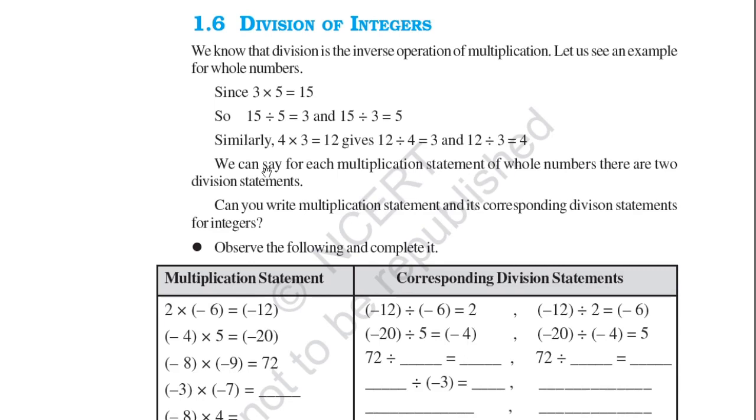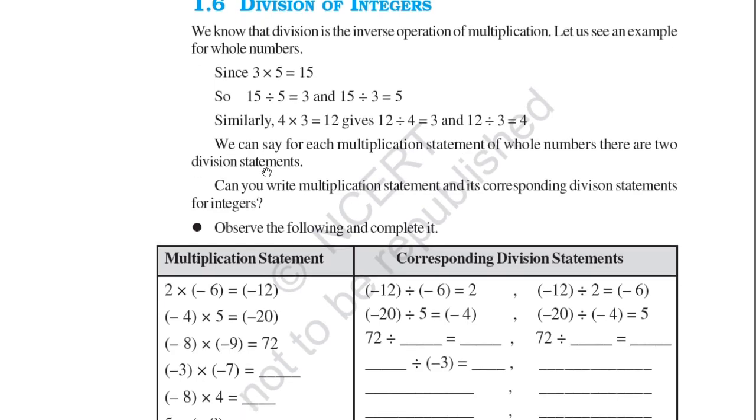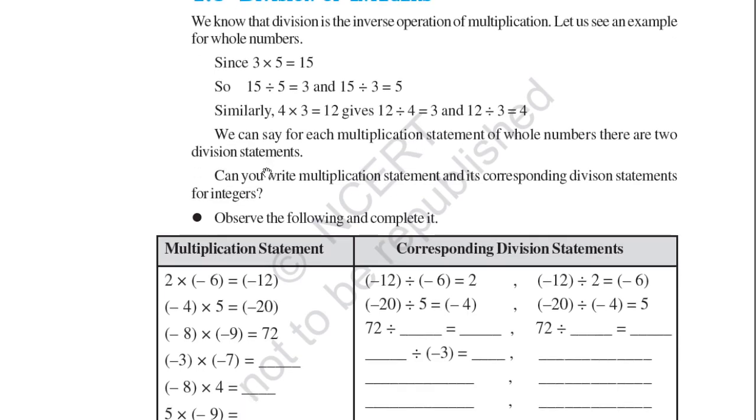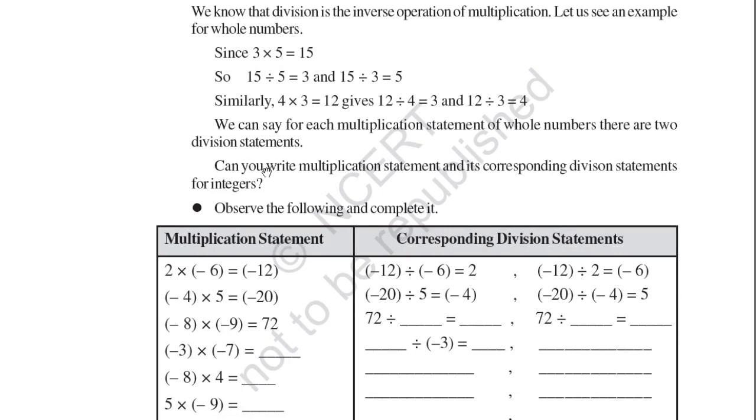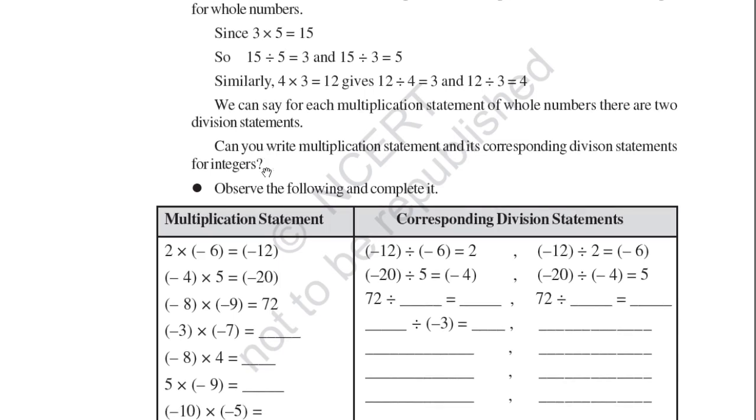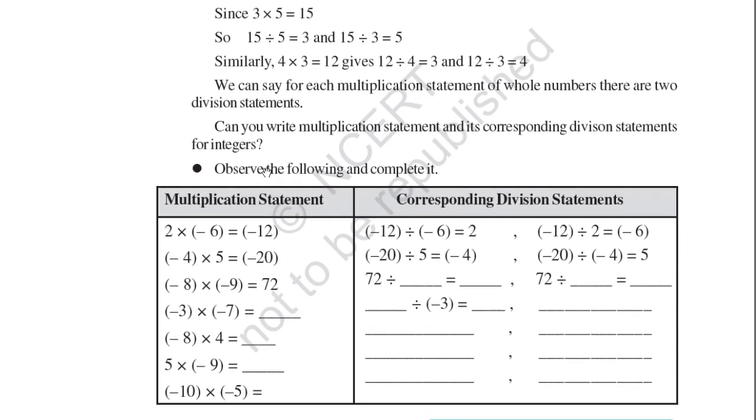So you know that 15 divided by 3 is equal to 5. Similarly, 4 into 3 is equal to 12. So 12 divided by 4 will give 3. So it is the inverse property. 12 divided by 3 is equal to 4. So we can say that for a multiplication statement of whole numbers, there are two division statements.